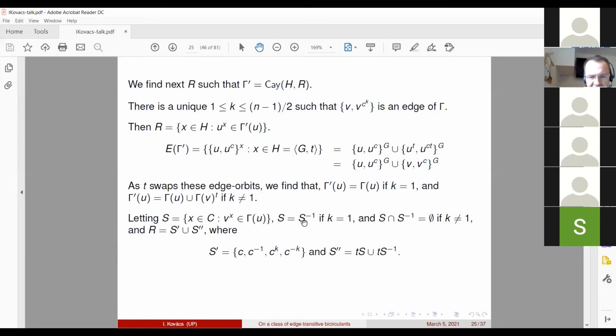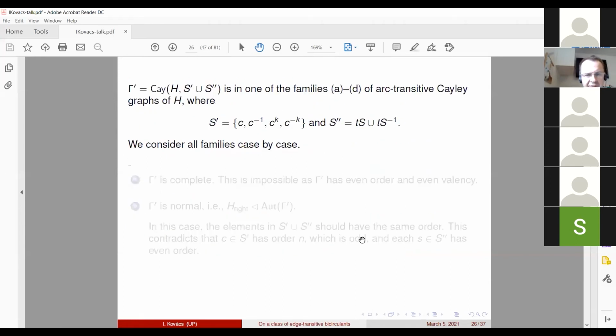This is either inverse closed if K is 1, or it's disjoint with its inverse if K is not 1. And then you find the connection set R in the form S prime union S2 prime, where S prime contains 4 elements from the subgroup C, and S2 prime contains these elements from its coset. So remember, now our H, the cyclic group H, is generated by C and generated by T. And C is an element of order N, and T is an involution. Okay, so we have this description.